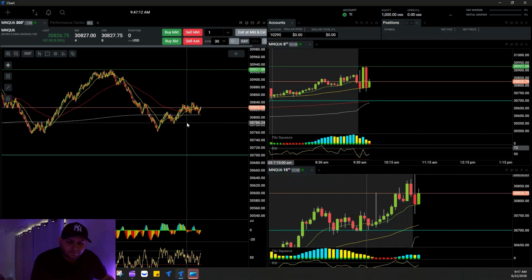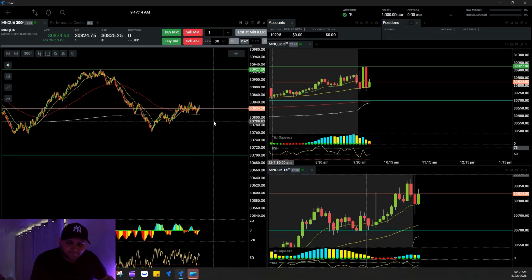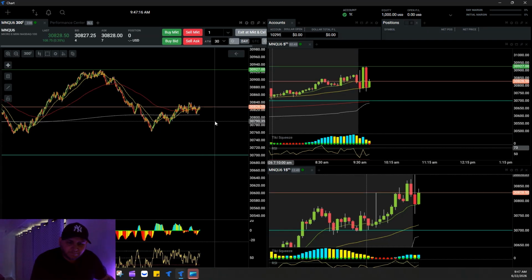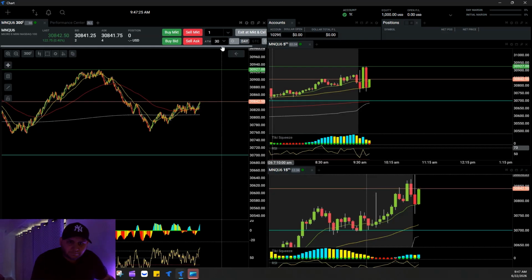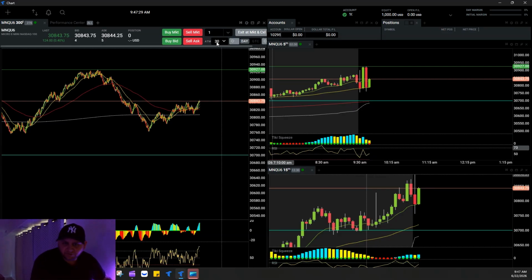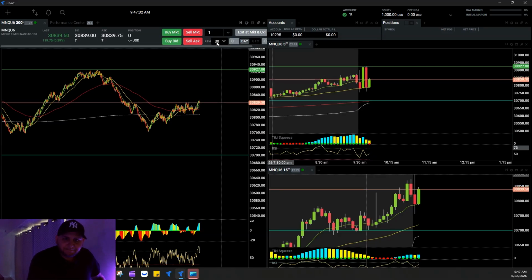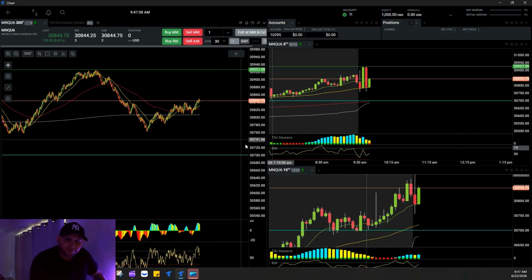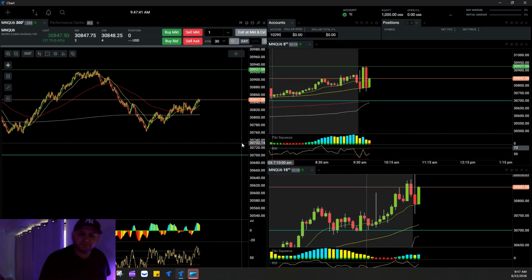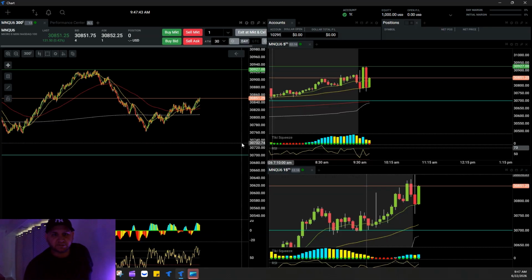I was really riding this VWAP now. Also, I have an order out, so whenever I hit buy or sell, I usually just do market orders. I'll set a stop and take profit 30 points away from my entry, which is $60. So I just want to let you guys know that.